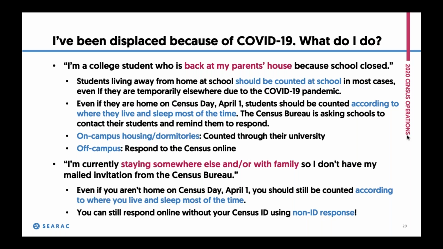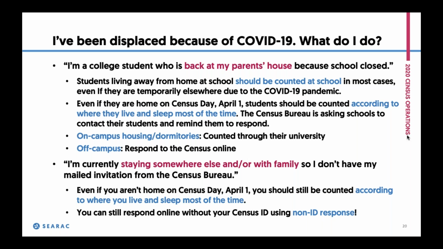The Census Bureau is even reaching out to schools to contact their students and remind them to respond. So that is for folks who are students who live off campus. They should be responding online. For folks who live on campus in dormitories or designated student housing, they'll still be counted through their university through the group quarters enumeration processes. But it's those students who maybe are living off campus now but are back at their parents' homes because of COVID-19. They should be responding to the census online with their usual residence address.